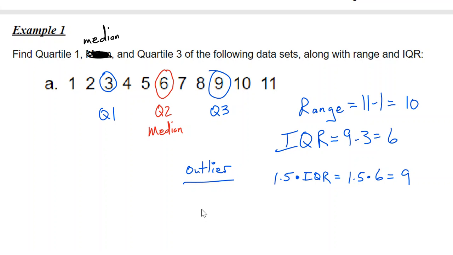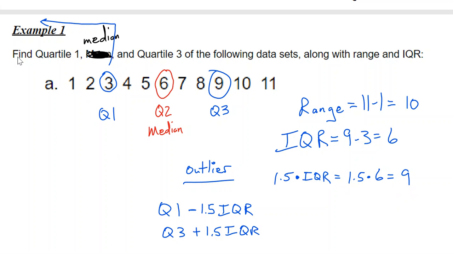And then I do 1.5 IQRs. Let's see, I'm doing this backwards. We're going to say Q1 minus that and Q3 plus that. And whatever that gives us, now remember we said the 1.5 IQR in this case is 9. So if I take this and I subtract 9, I'm down here at negative 6. If I take this and I add 9, I'm up here at 18.